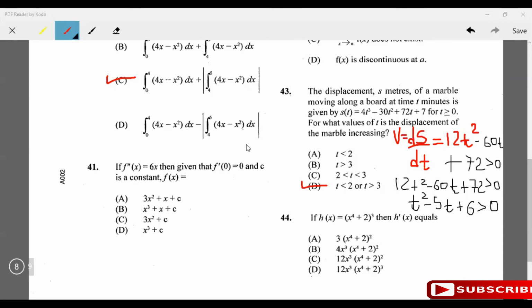Now question 44 is C. So this question is easy. This is chain rule. We just bring down the power 3, subtract the power 2 times the differential of what's inside the bracket. That's going to be option C.